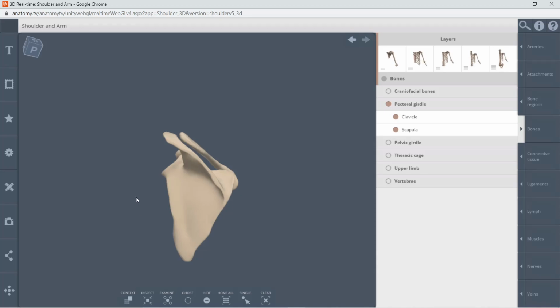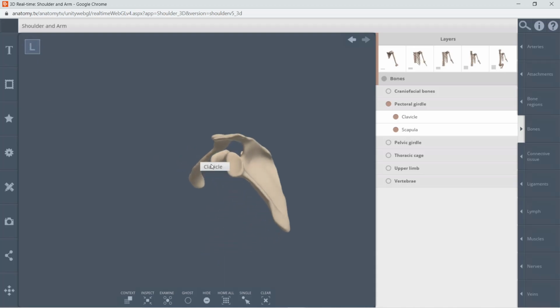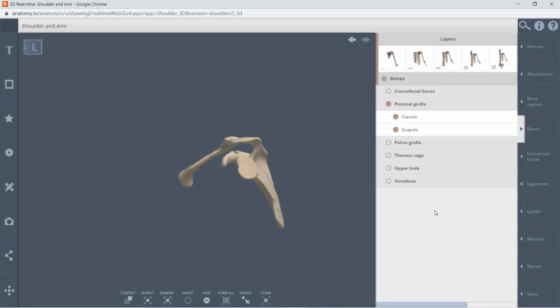Right. I'm now going to show you the glenoid cavity, which is over here. The glenoid cavity articulates with the head of the humerus at the glenohumeral joint. It is a shallow, concave, oval fossa. It's an important structure that is involved in the articulation of the humeral head with the scapula.